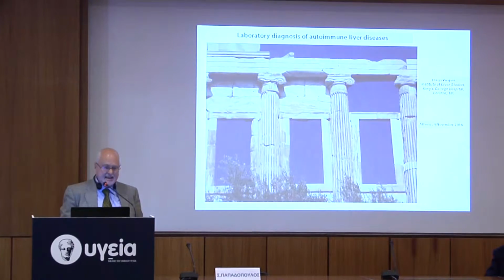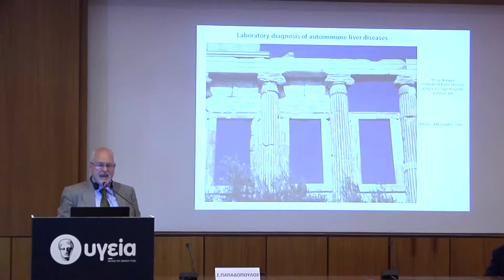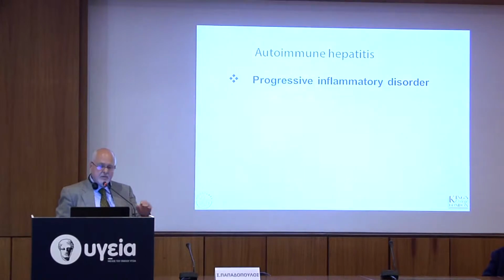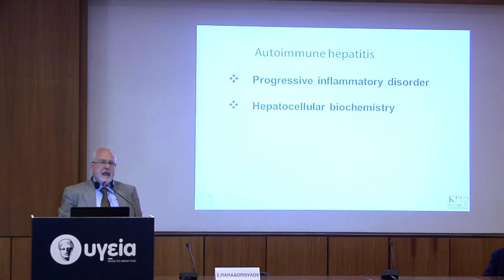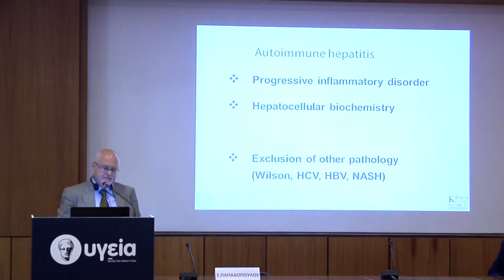My duty today is to speak about laboratory diagnosis of autoimmune liver diseases. And the disease I'm going to talk about first is autoimmune hepatitis. I'm asking the translators, the excellent translators, whether I'm going slowly enough. They say yes. So it is a progressive inflammatory disorder with hepatocellular biochemistry, that is increasing transaminases.